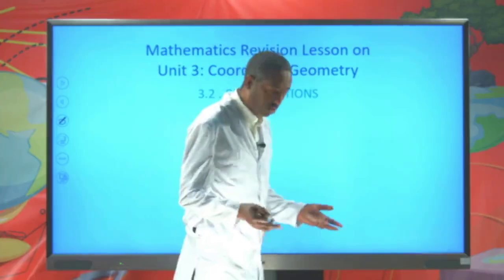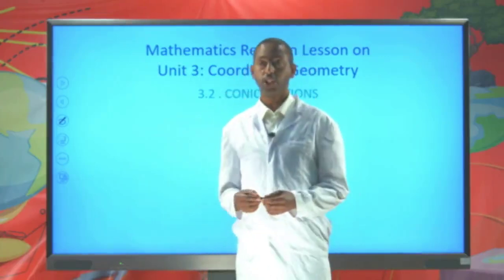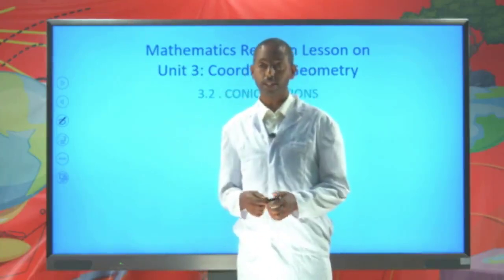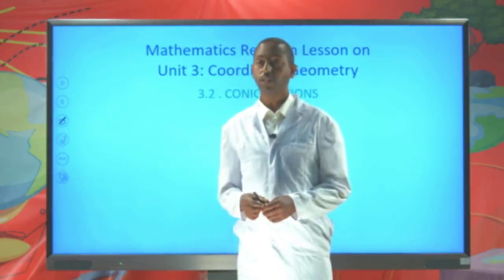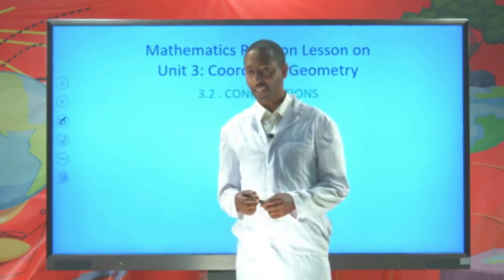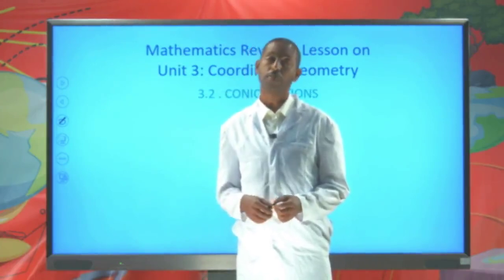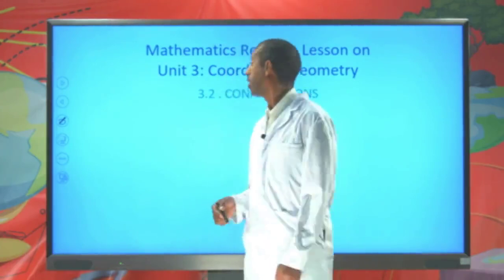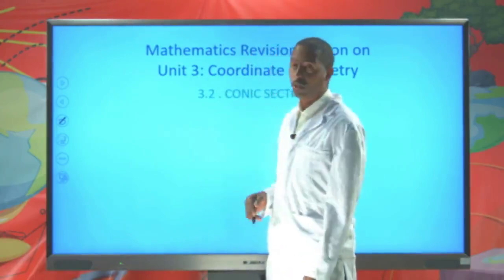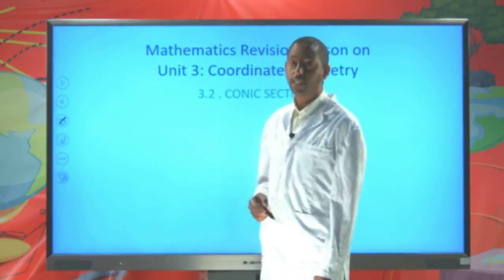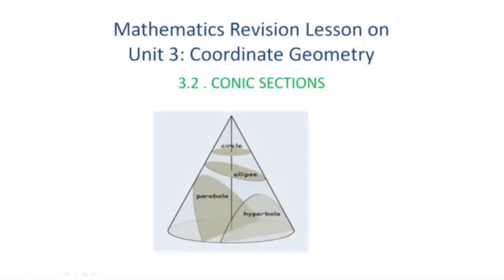Conic section. As you know, a cone is a 3D shape. When a plane intersects a cone, it forms a section. Those sections might be a circle, a parabola, an ellipse, or a hyperbola. In today's lesson, we're going to focus more on circles.